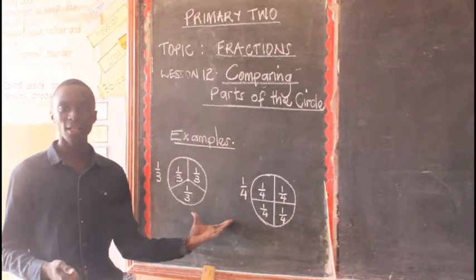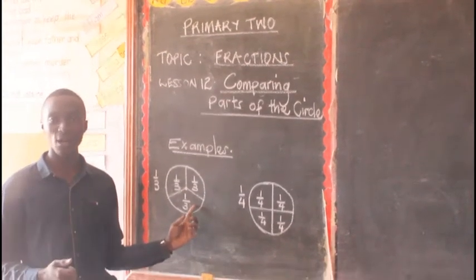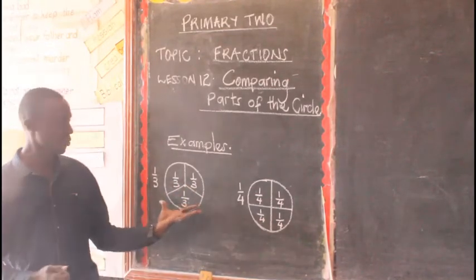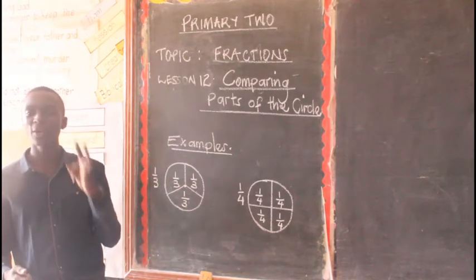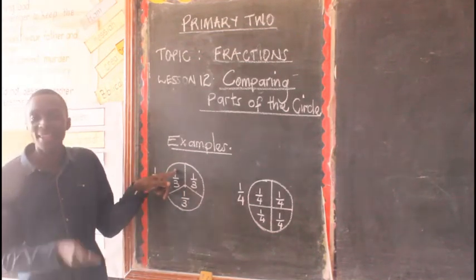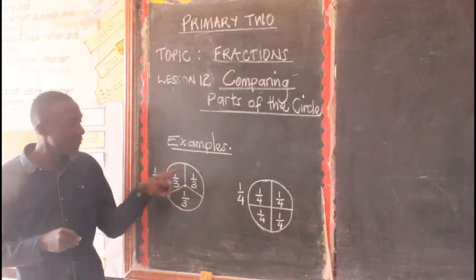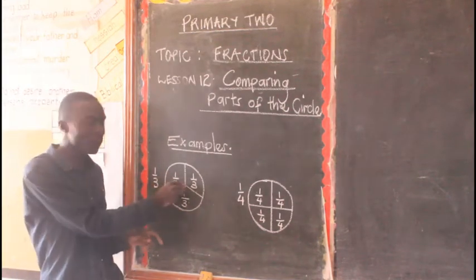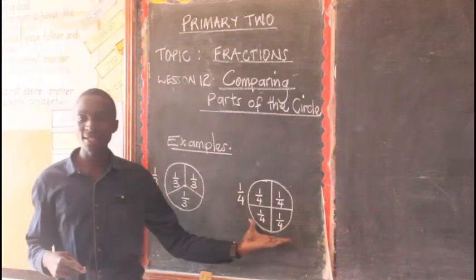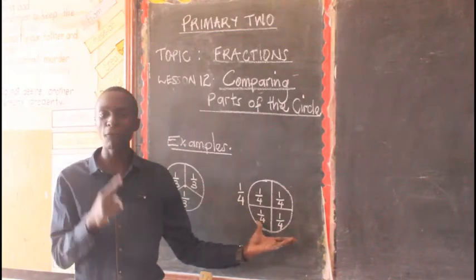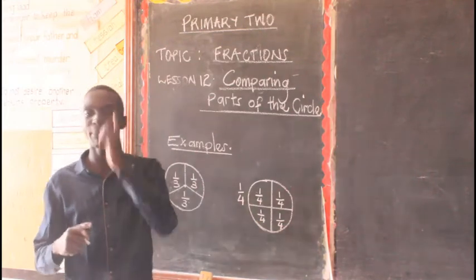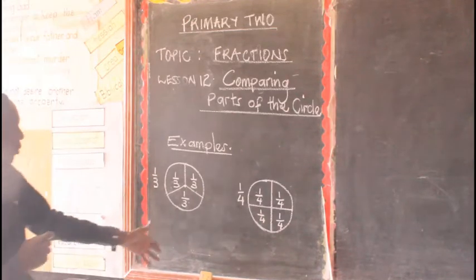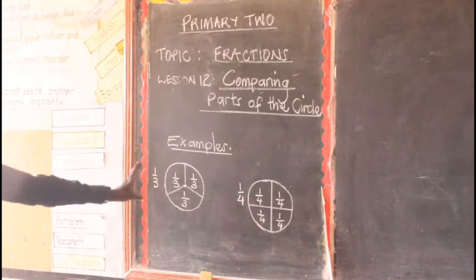We do have fractions here. This is a circle, parts of the circle. It is divided into 3 equal parts. If a circle is divided into 3 equal parts, it means that the name of each part is a third. Then we can see here, if a circle is divided into 4 equal parts, the name of one part is a quarter.